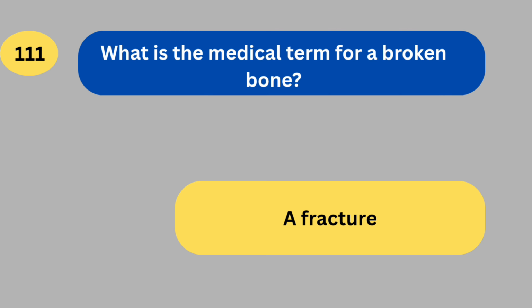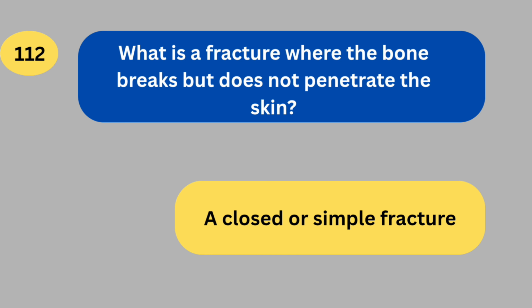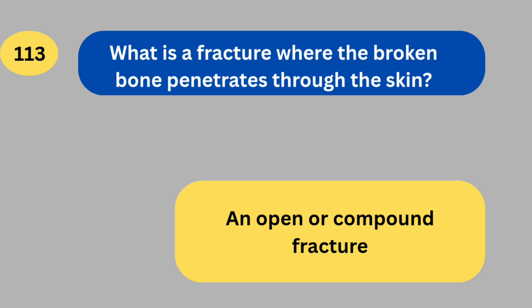What is the medical term for a broken bone? Answer: a fracture. Next question. What is a fracture where the bone breaks but does not penetrate the skin? Answer: a closed or simple fracture. Next question. What is a fracture where the broken bone penetrates through the skin? Answer: an open or compound fracture.